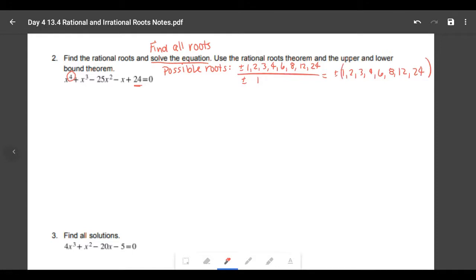All right, so now without a calculator, how would I decide which of those numbers I want to check? I know that they're not all going to work because there's 8 different numbers.